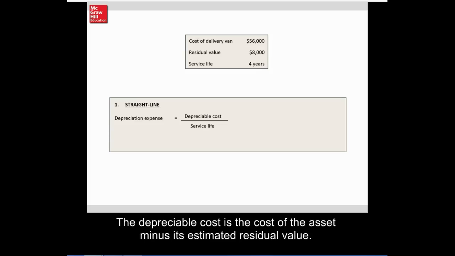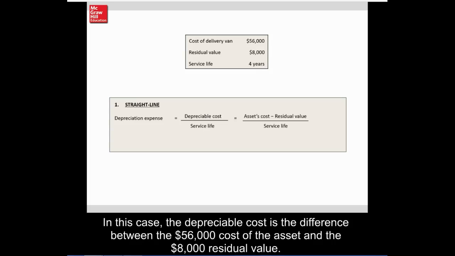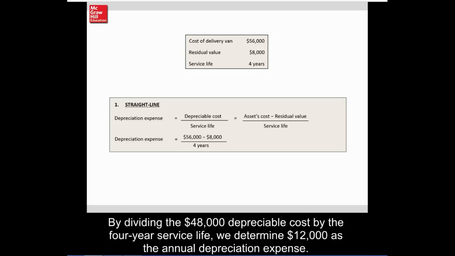The depreciable cost is the cost of the asset minus its estimated residual value. In this case, the depreciable cost is the difference between the $56,000 cost of the asset and the $8,000 residual value. By dividing the $48,000 depreciable cost by the 4-year service life, we determine $12,000 as the annual depreciation expense.